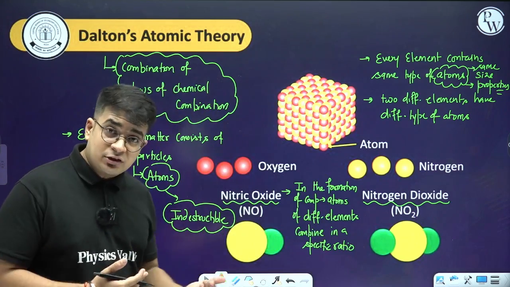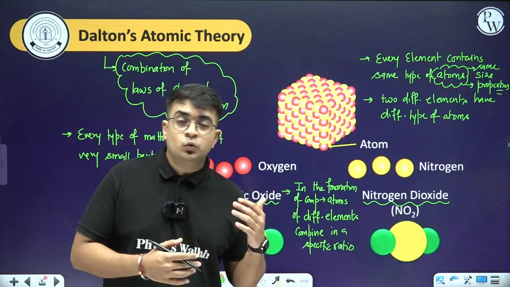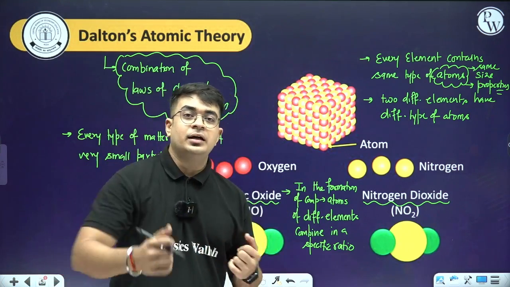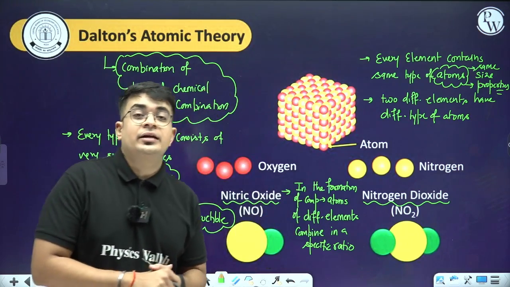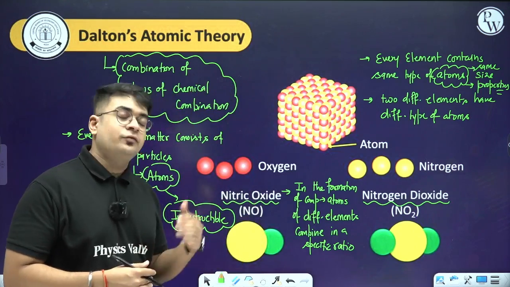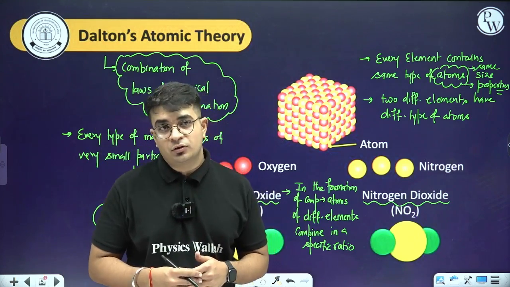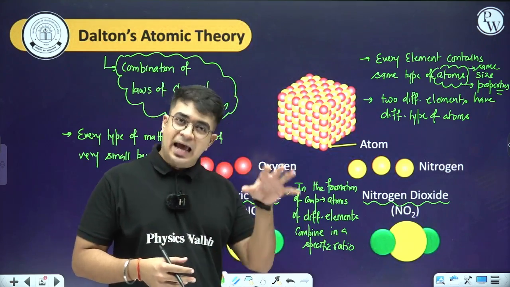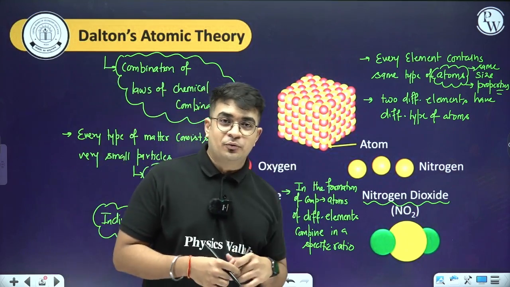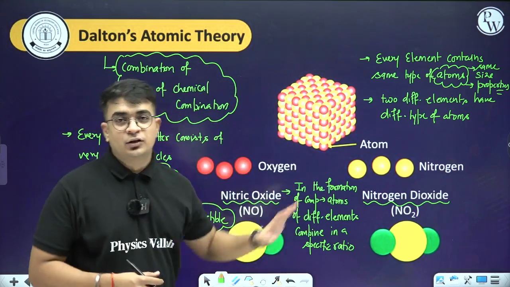Now it may be possible that when we are combining two elements to form more than one compound, in that case always remember the elements are going to combine in a specific ratio, and it's also possible that from two elements you can form more than one type of compound. So it simply says that the atom is going to participate in the reaction to form a particular compound. I hope these postulates are clear to everyone.